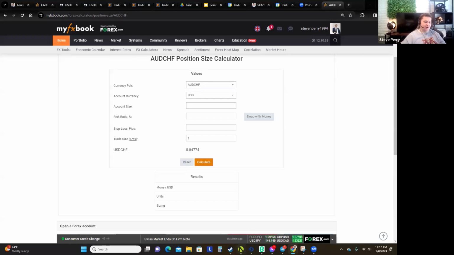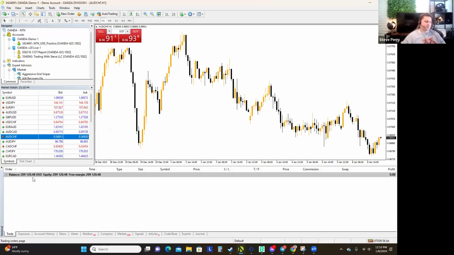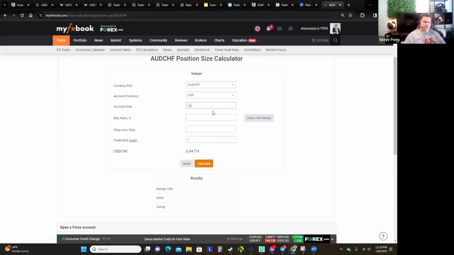So for this account, how do I find my account size? Well, it's right here. It says down here, my balance is $209,000. So I'm going to put in $209,000 as my account size. Okay.